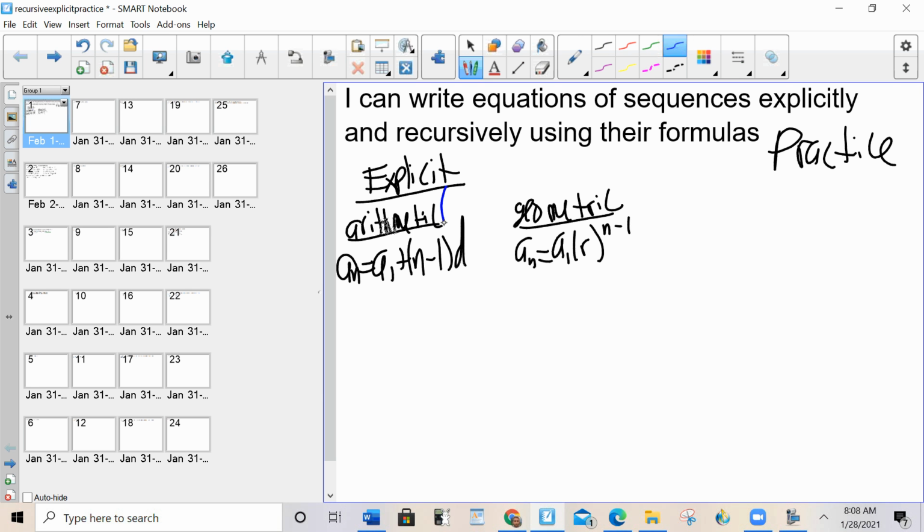Arithmetic is when you are adding a common difference. If you're subtracting, that's technically adding, you're adding a negative. And geometric is when you're multiplying. So if you're dividing, that's also technically multiplication.